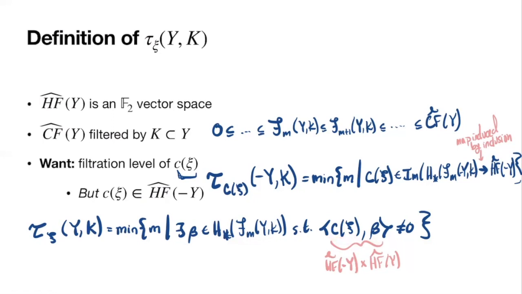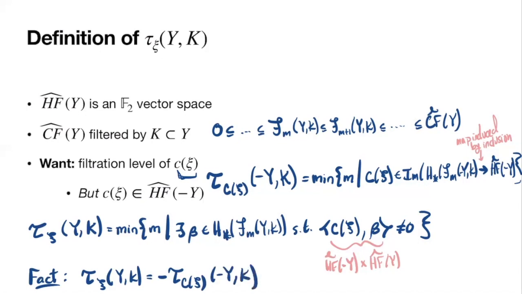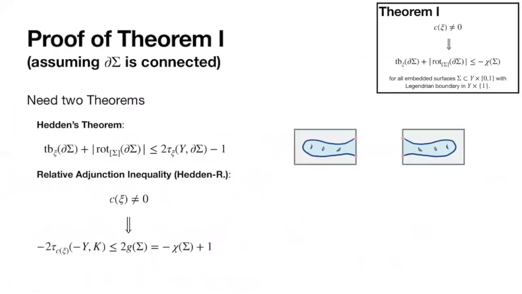Okay, and a fact, proved by Matt, is that tau c of yk turns out to be equal to minus tau of c of c, the contact invariant of yk. So there's a relationship between these two definitions, and I'll use them both in the proof, so that's why I spent some time talking about this. This is the main tool that we need to prove the theorem. So let's see how that goes.